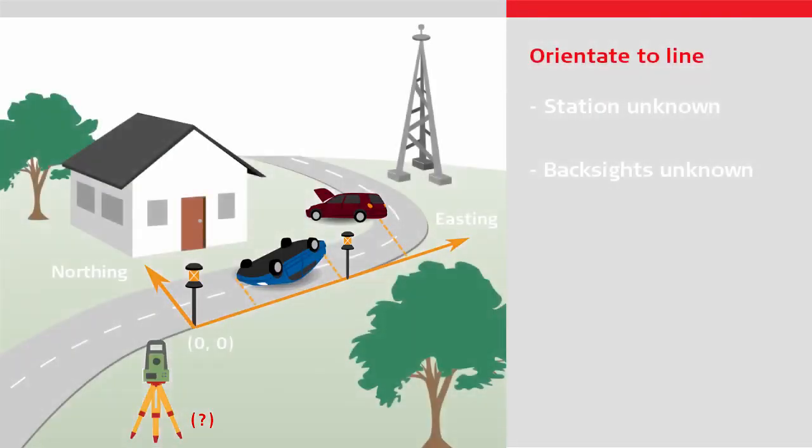So in summary, the Orientate to Line method is a simple method to use, which may be particularly useful when measuring points relative to each other and the defined line.